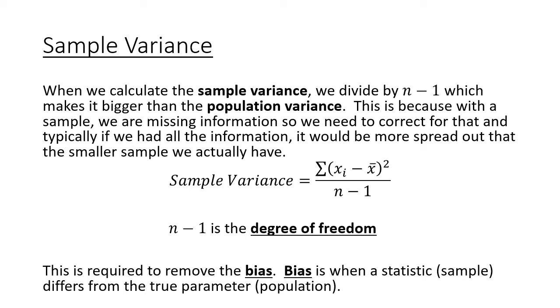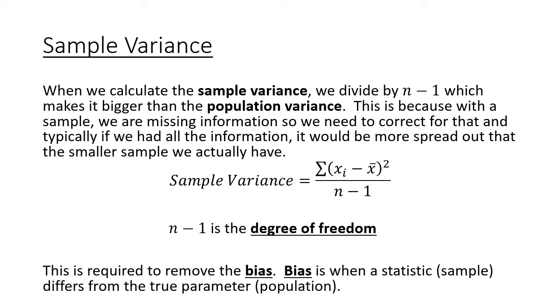This is because when we take a sample, we're missing some information. Typically, if I had all the information, if I had more data points, we would assume that those more data points are actually going to be more spread out than the small little sample that we have. Typically, if we have just a small sample, probabilistically, that small set is going to be closer together than the data set as a whole. So this is how we correct for this.